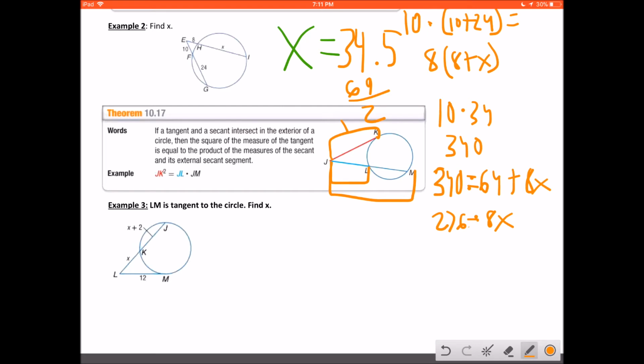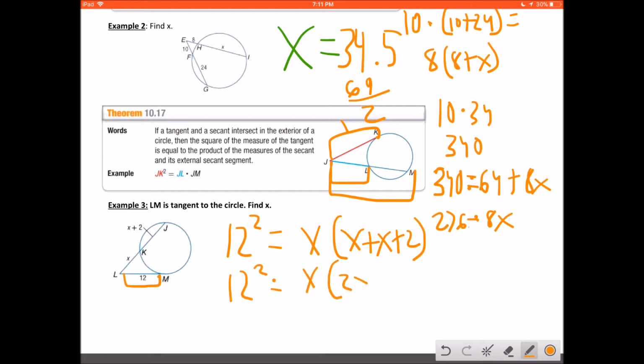So if LM is tangent to the circle, find x. This is the tangent side, so you can do this as 12 squared equals LK, which is x, times x plus 2. Which is kind of weird because you add the two lengths together. So you have 12 squared equals x times 2x plus 2.